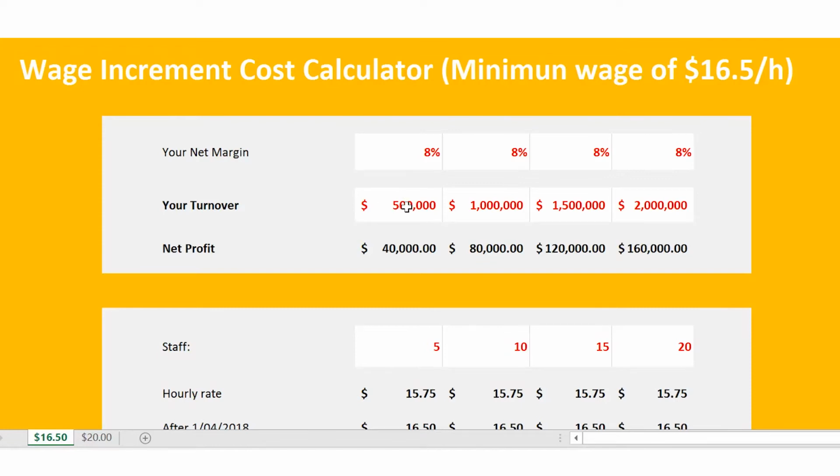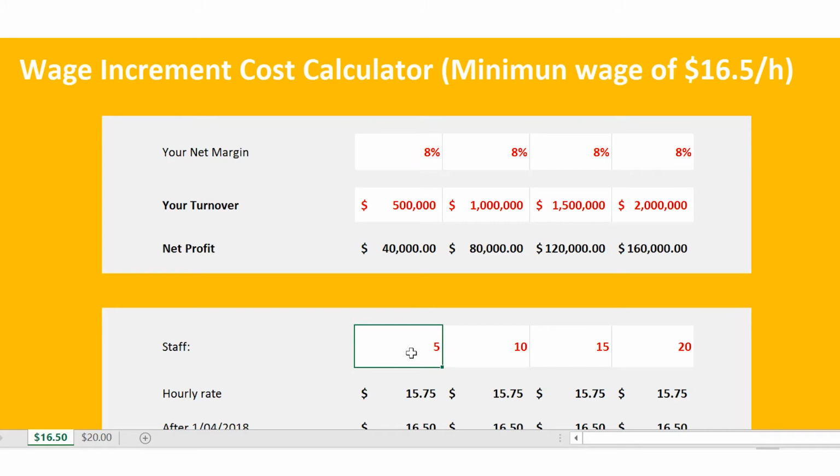Your turnover will be on this line. Bear in mind everything that we're talking about here is excluding GST, so that would be your turnover excluding GST. The net margin is the percentage of your turnover that is your profit. If you don't know that amount, ask your accountant or have a look at the average of your last 3 years to see what percentage your net profit is compared to your turnover. In this case, we use 8% just for the sake of example.